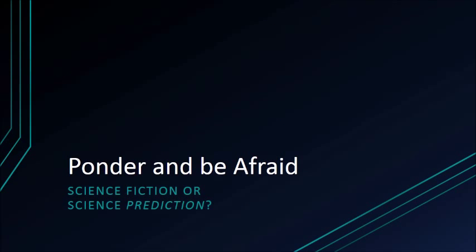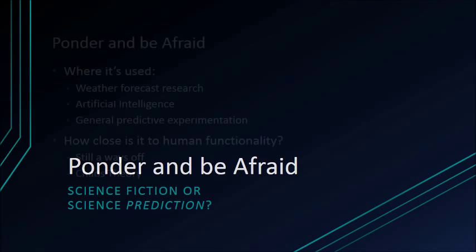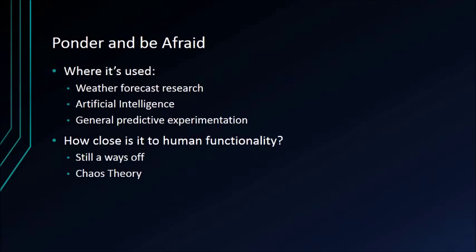Now that we have a basic understanding of how the backpropagation algorithm works in a neural network, we can think about the implications. Where are neural networks which learn through backpropagation currently used? Weather forecasting, research, artificial intelligence, and any general predictive experimentation, for example, a statistical prediction of cancer rates. You could probably use a neural network for that with enough data. Neural networks are still not very close to human functionality, but chaos theory could change that.